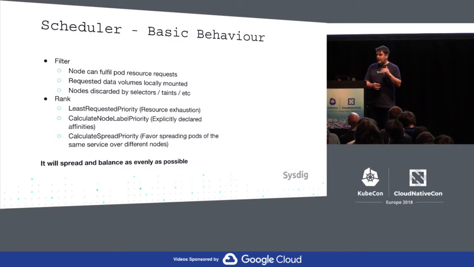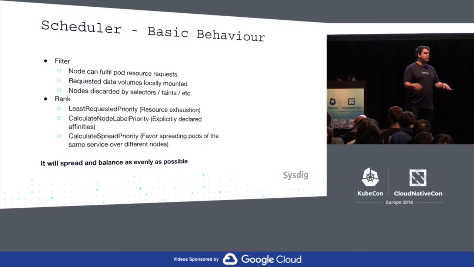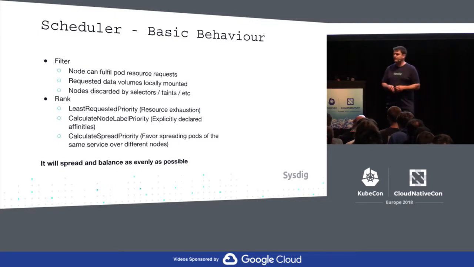The affinities and anti-affinities, I'm going to talk about that a little bit later. And I like the last one, the calculate spread priority. I didn't know about this one. It tries to separate the pods that belong to the same service. So by default, it's going to do a nice balance and spreading over all your nodes.